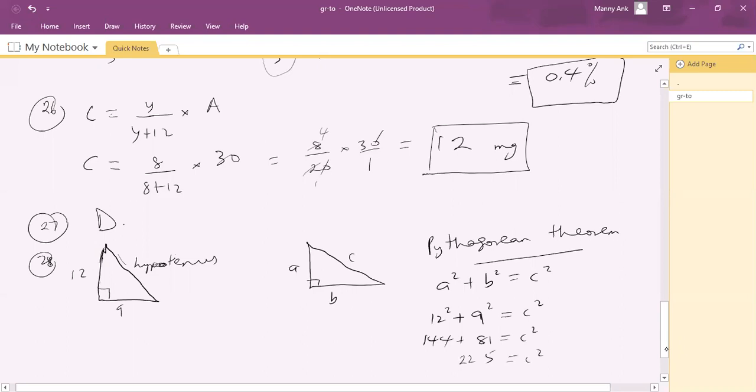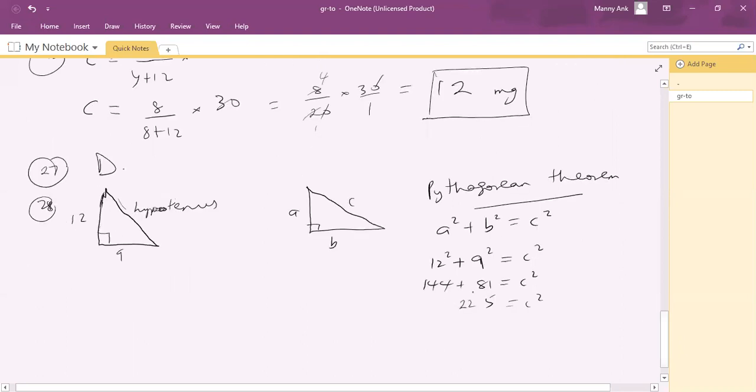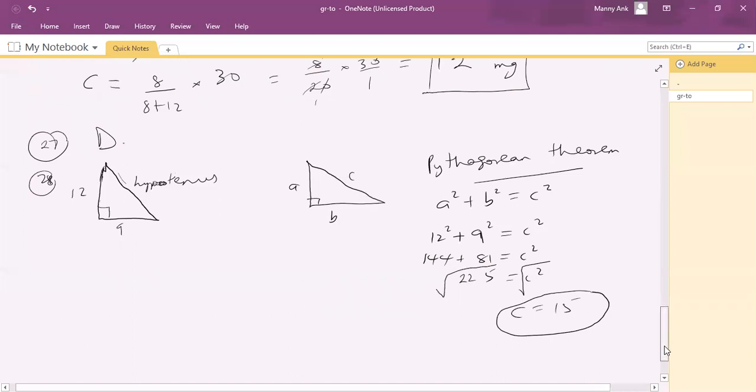So to find C, we need to take the square root, something squared that gives us that. So we need to take the square root of this side, and the left side as well. The square root of C squared is just C, which is equal to 15. Correct. That's correct. Good job.